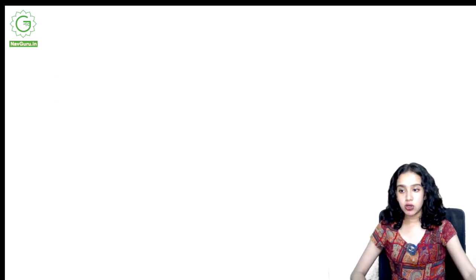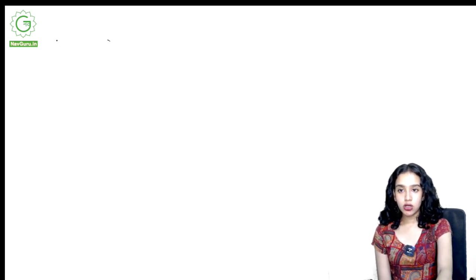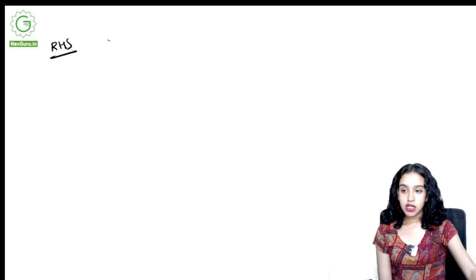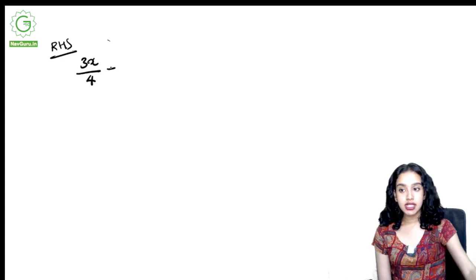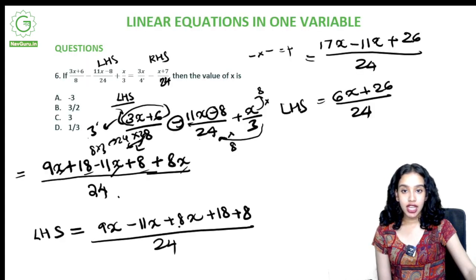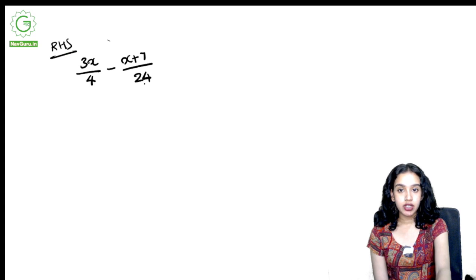Now let's find out the right hand side of the equation. So let's solve for the right hand side. What is the right hand side of the equation given? It's 3x by 4 minus x plus 7 by 24, right?